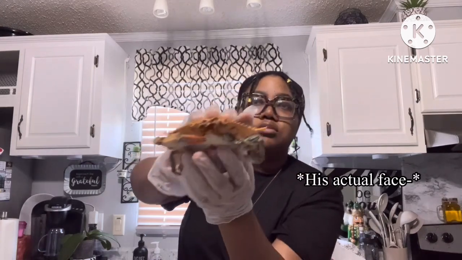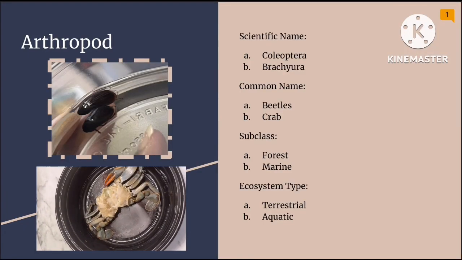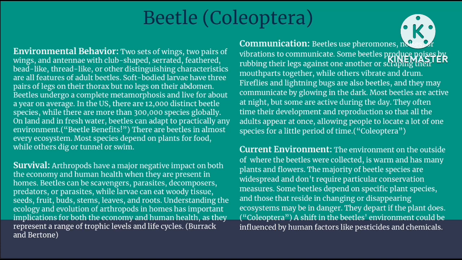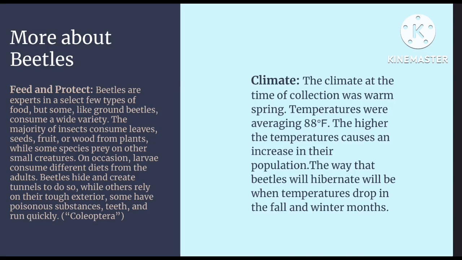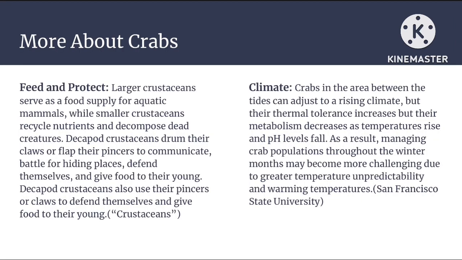In order to prevent their gills from drying up and to hide from predators while they're out in the water, crabs will seek dark, cold and wet areas. Larger crustaceans serve as food supply for aquatic animals, while smaller crustaceans recycle nutrients and decompose dead creatures. Beetles communicate using sounds, vibrations, and/or pheromones. While some vibrate and drum, other beetles make noise by rubbing their legs together or scraping their mouth parts against one another. Beetles like fireflies and lightning bugs may communicate by shining in the dark.